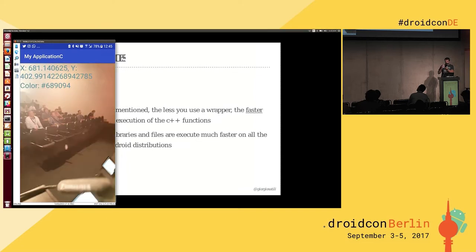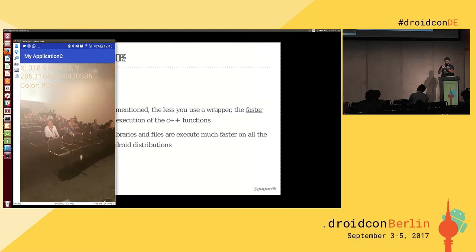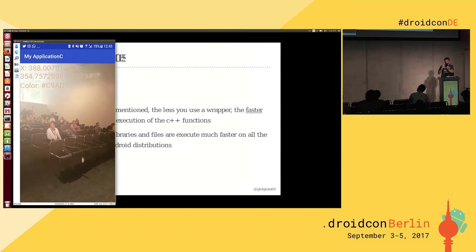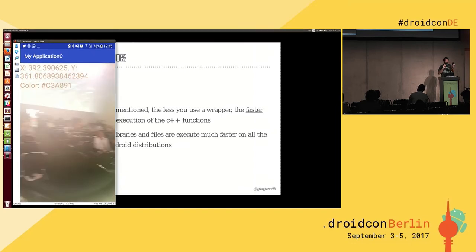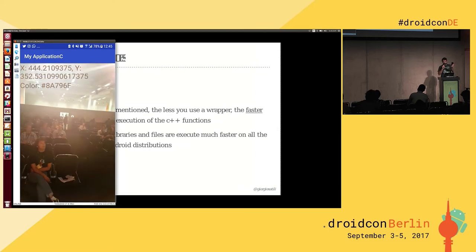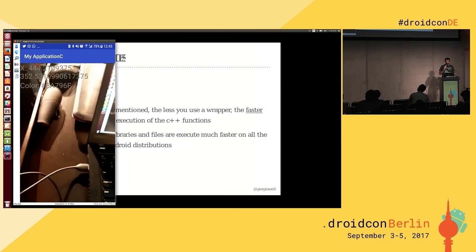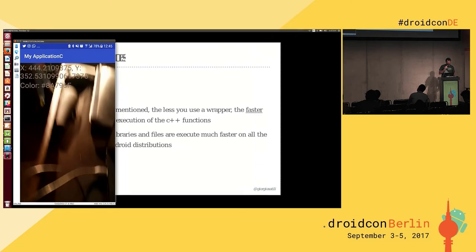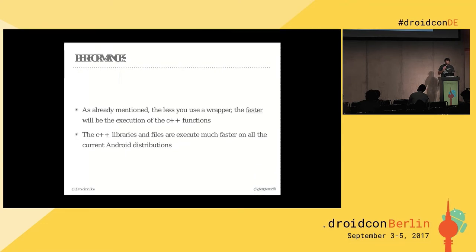As you can see, I'm detecting the colors of the object on which I'm tapping. I'm tapping now on the white shirt that is in the second line. I'm going now on the gray one that is on the back, and so on. This is slower. You see it from the movement of the camera also. The why is pretty simple: I'm using the wrapper and not calling C++ directly.